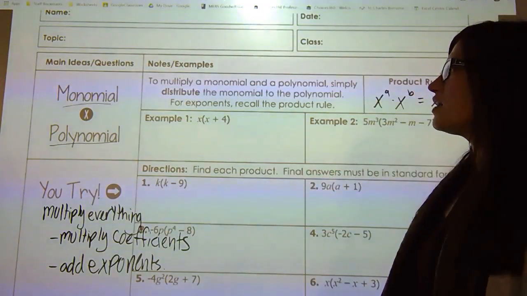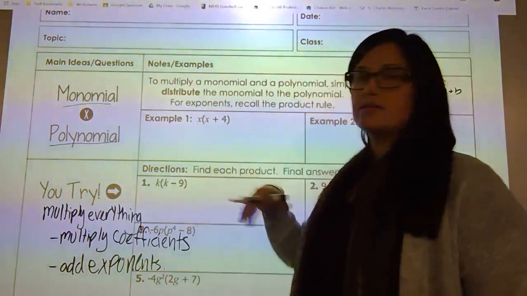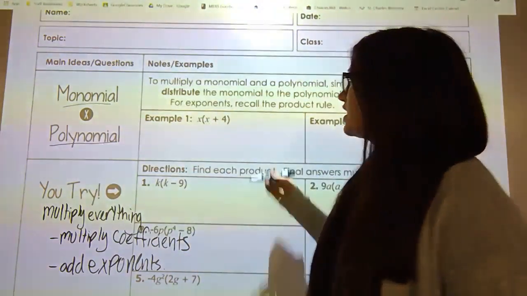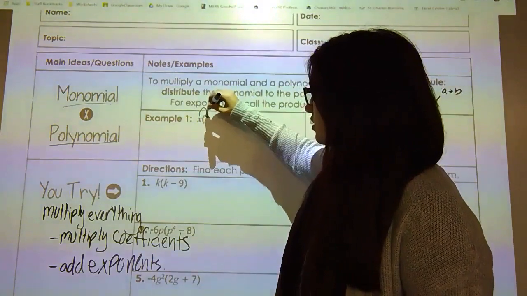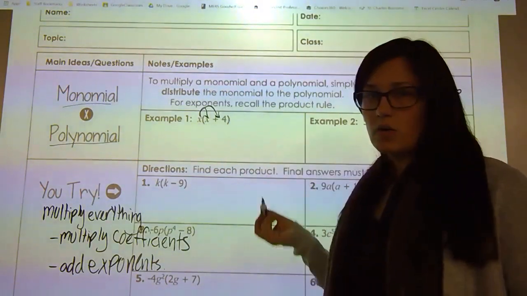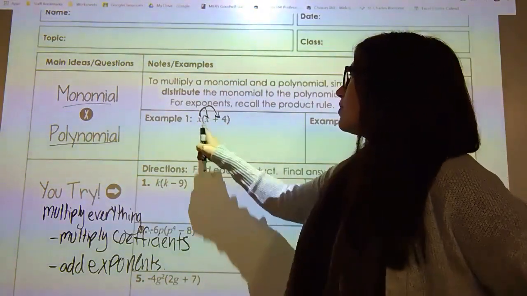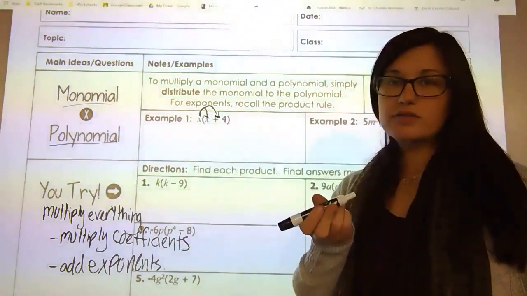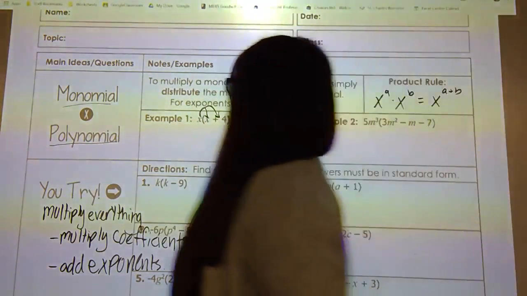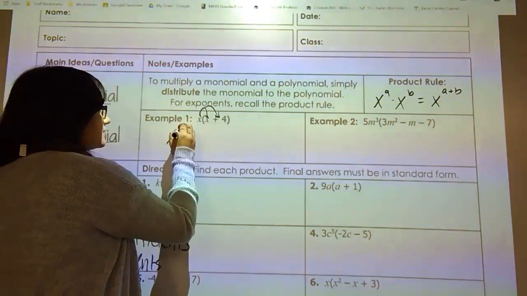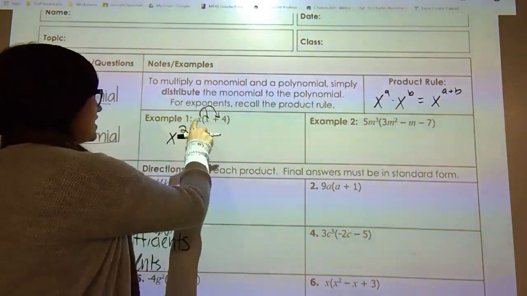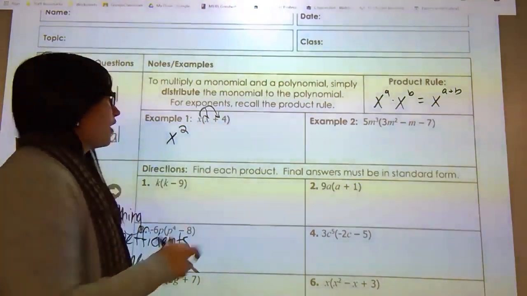So here I have my first example, x times the quantity x plus 4. We need to make sure, just like it's just distributing, okay? It's just distributing. I have x times x. I know you don't see any exponents there, but they're just 1. So you have x times x is x squared. And then x times 4, okay?